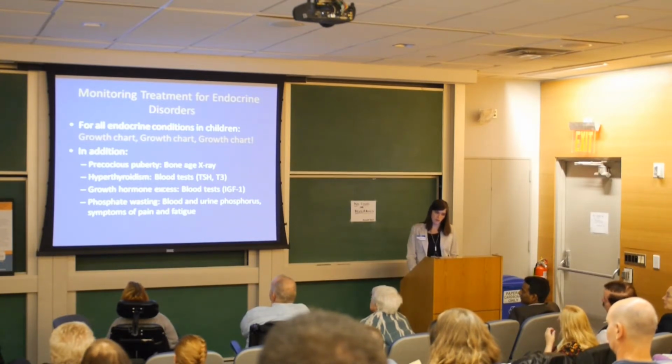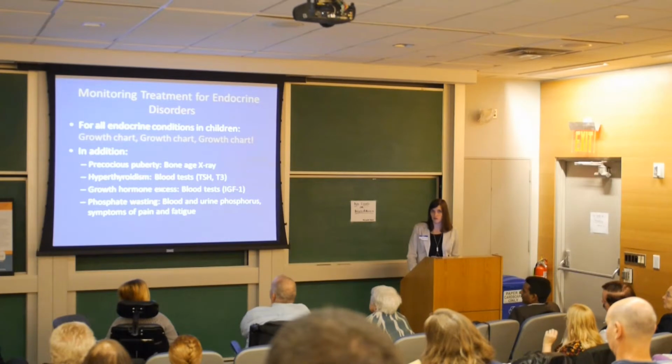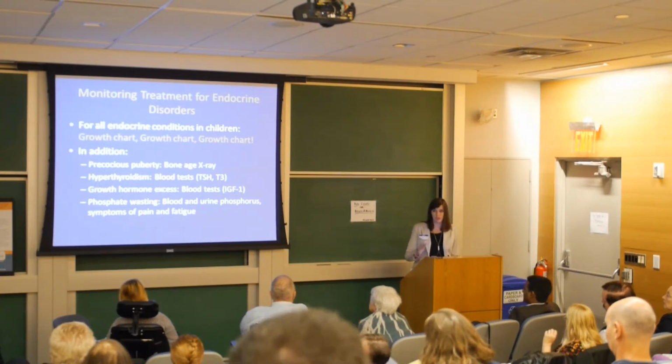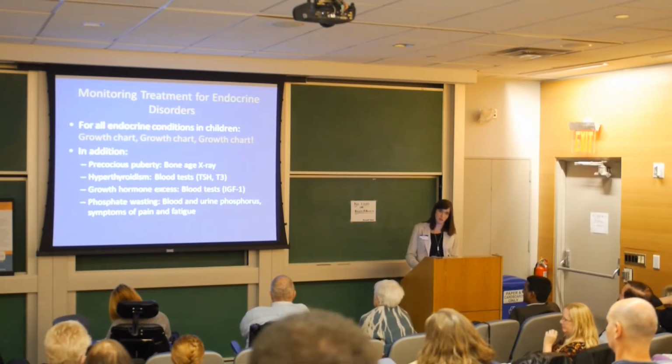So ongoing monitoring for all endocrine conditions in kids with McCune-Albright syndrome, it really comes down to the growth chart. Every single one of these endocrine problems will alter your growth. You will either grow too much or too little. So it's really important to keep very accurate growth records, and it's important to present to a doctor for a child at least every 6 months so that the growth is being monitored appropriately.